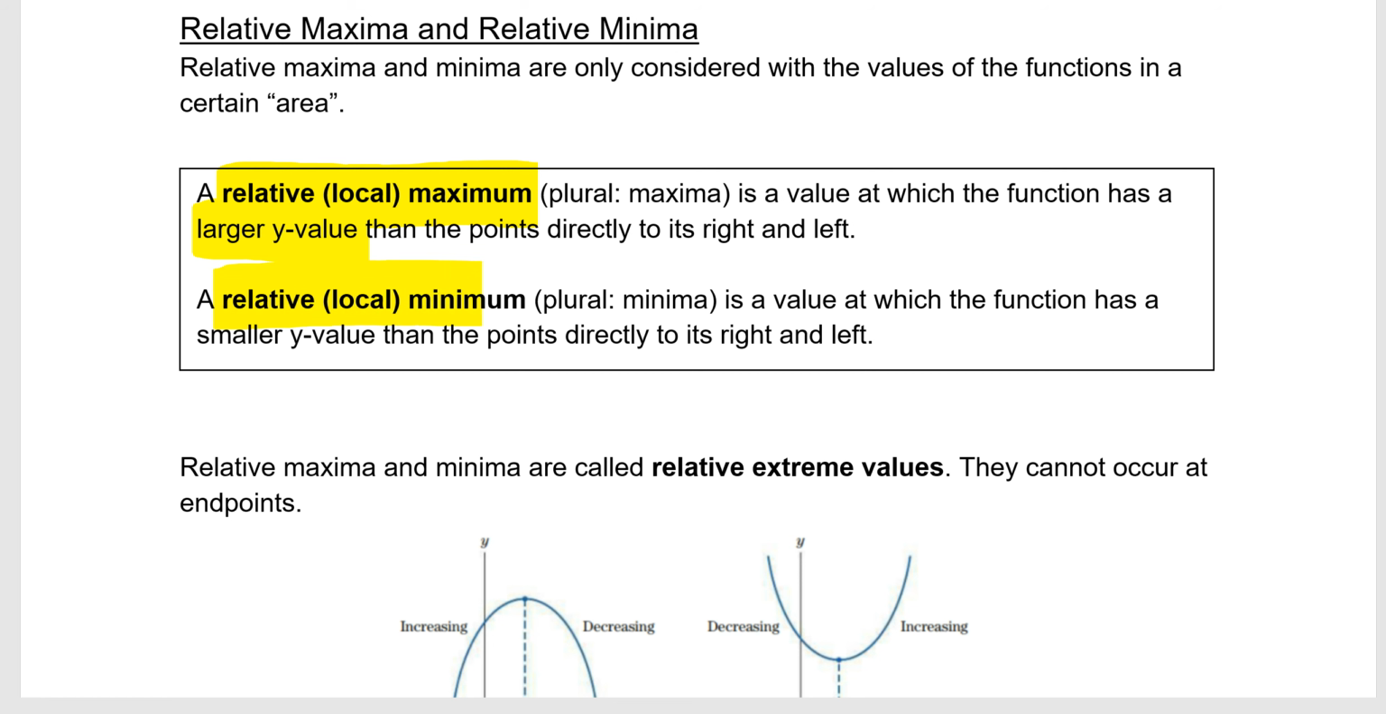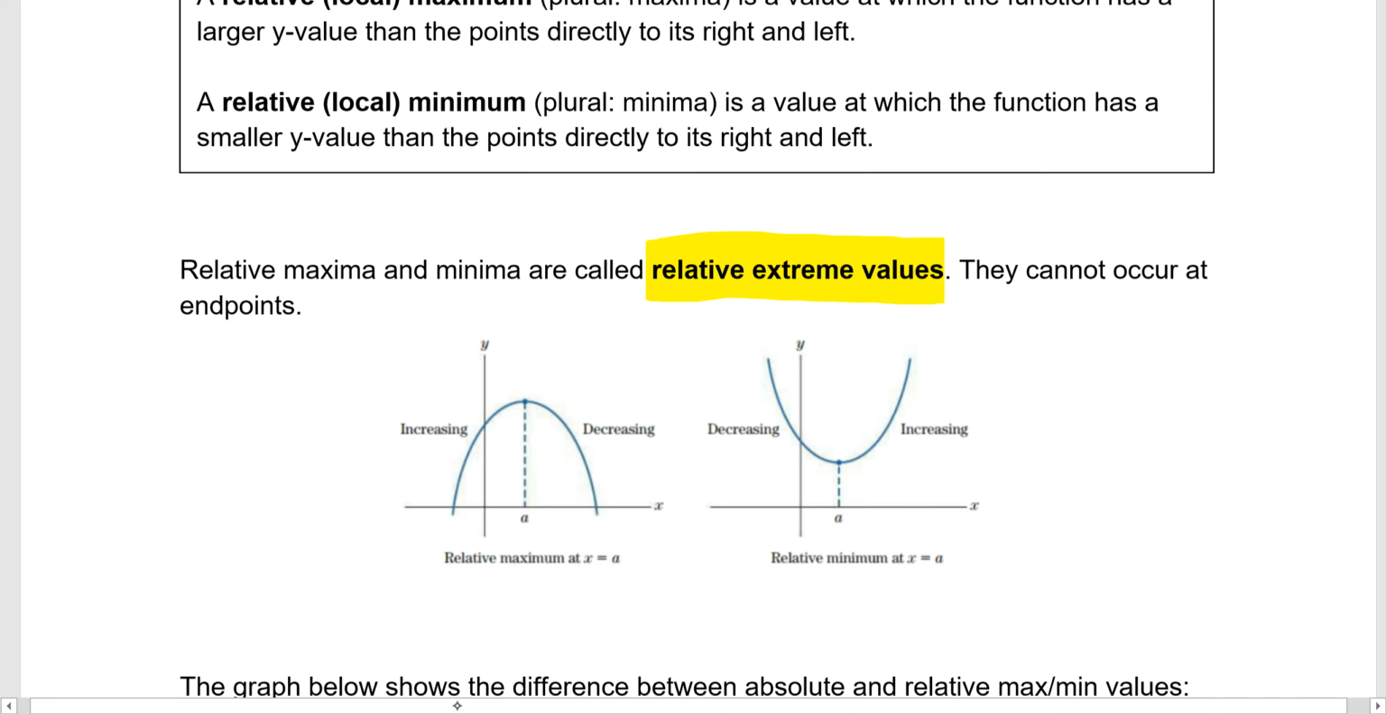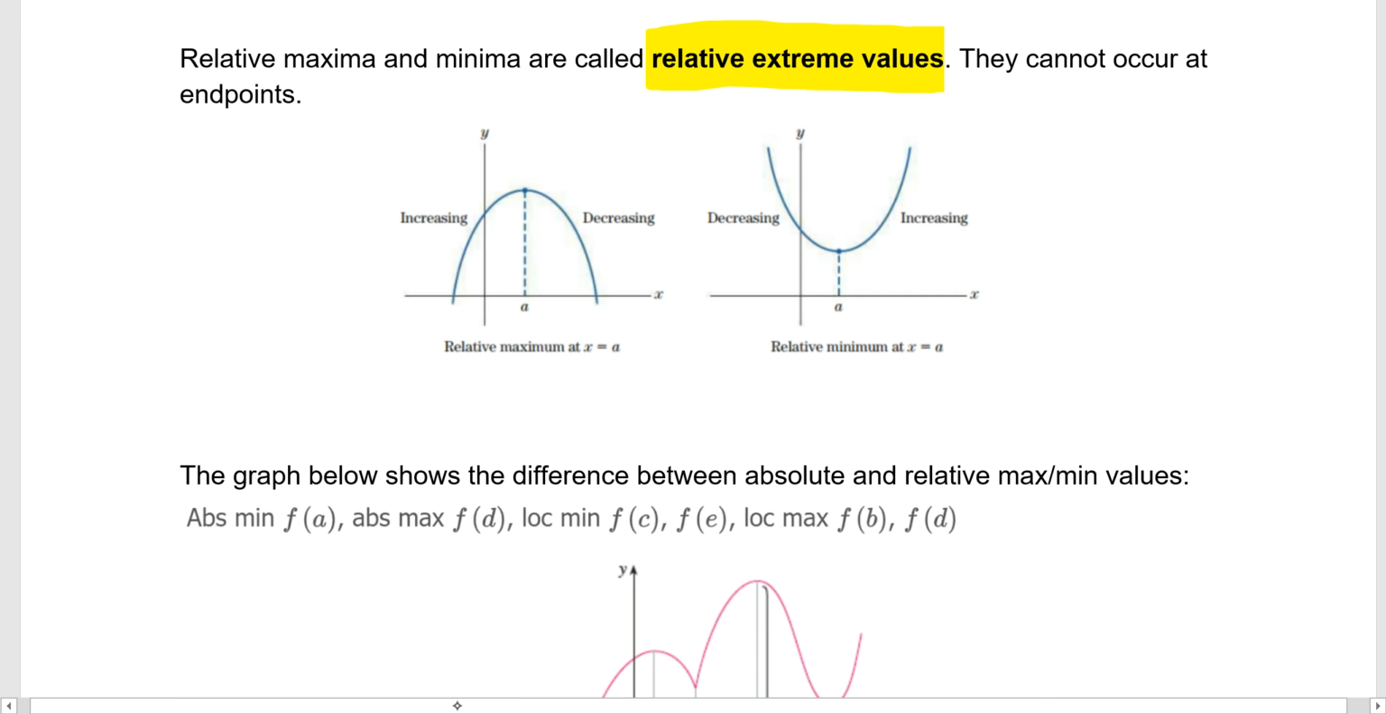Same idea with a relative minimum or a local minimum value. It's going to be a value where the function has a smaller y value than the points directly to the left and directly to the right. And just like we saw with the absolute, these are called relative extreme values for a function. And we do have to be a little bit careful because they cannot actually occur at endpoints of a function.